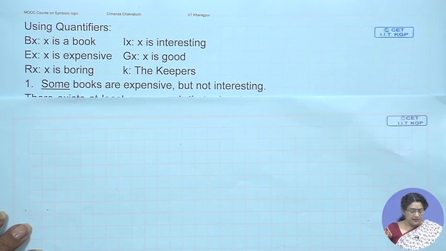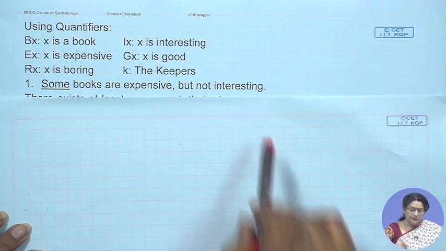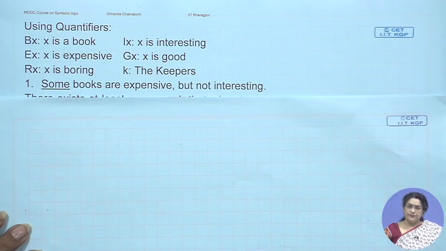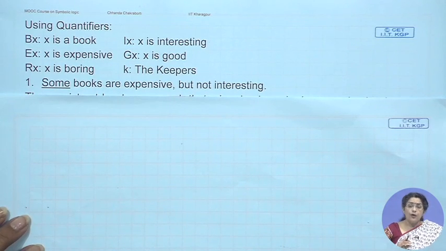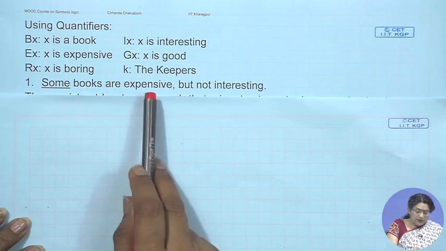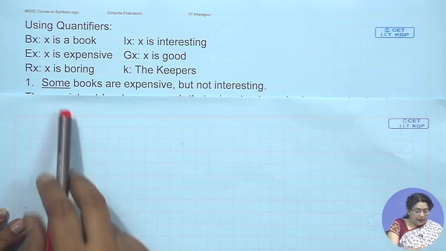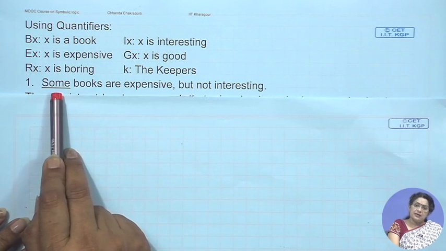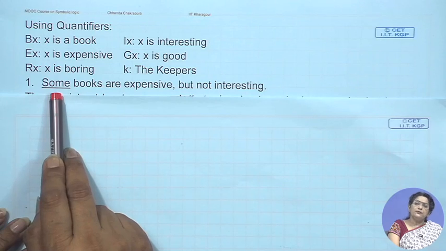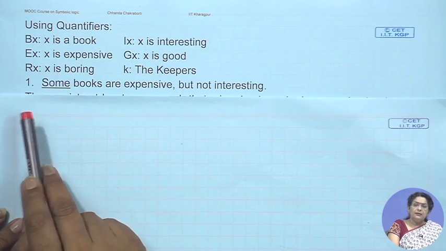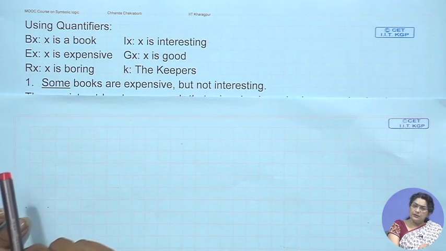Here is the sentence: some books are expensive but not interesting. Right? How am I going to read that? How am I going to translate that? And does this sentence require any quantifier or not? That is the first thing. The properties are all here. We can see it from the key also. The quantity term that is given is some. So, you know which quantifier to use, namely the existential quantifier. That much is sure. Okay.